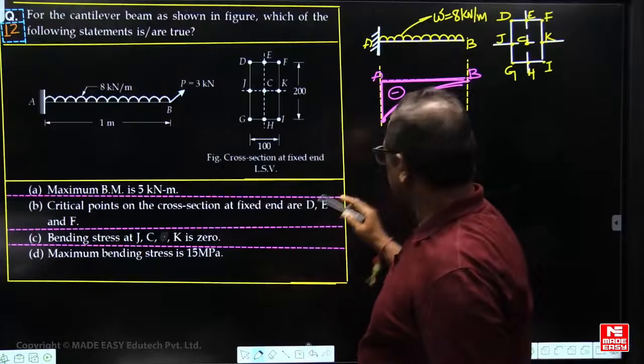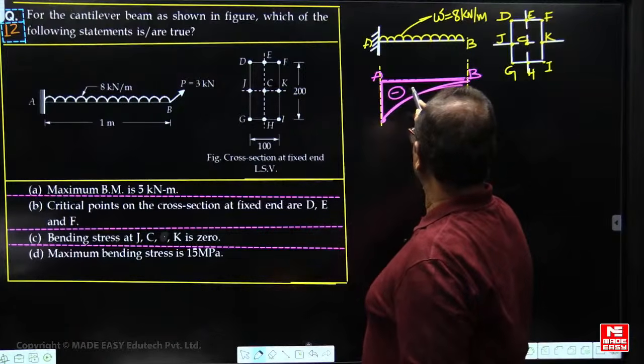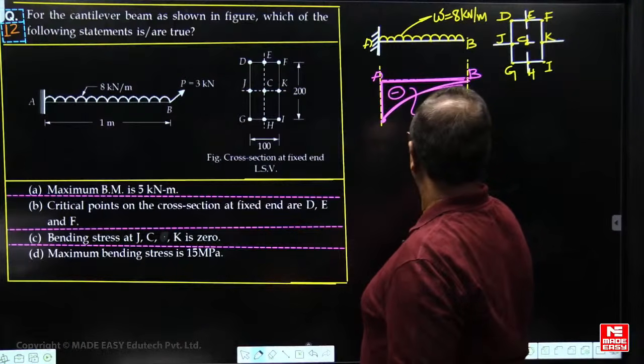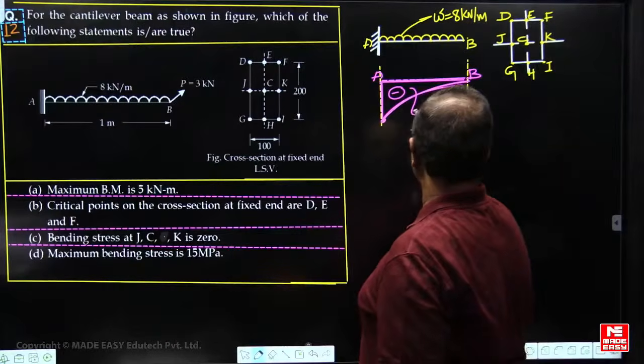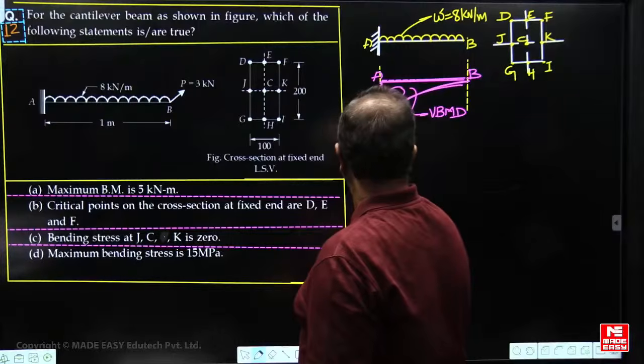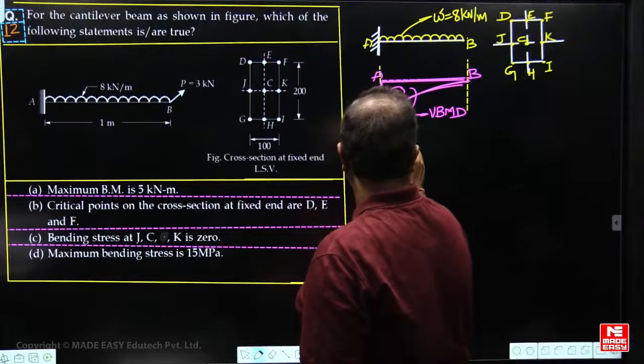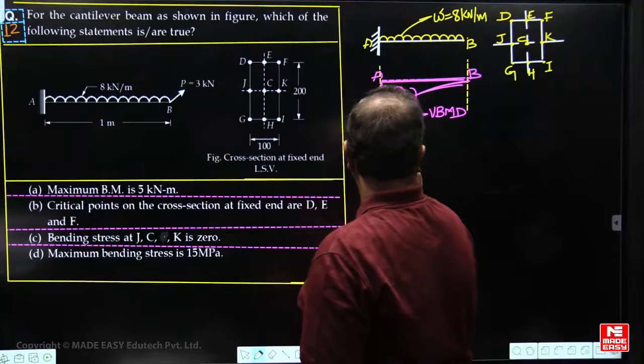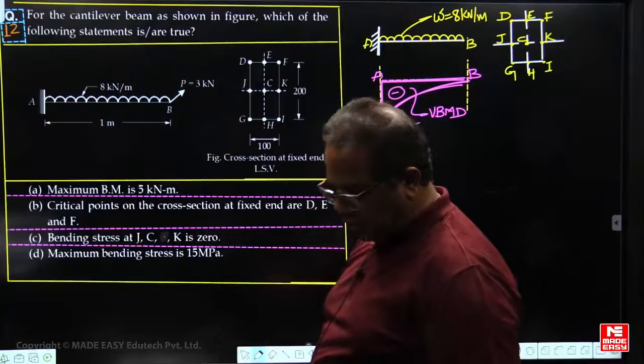This is what now? Hogging, negative. This is the VBMD, vertical bending moment diagram. What is this value? WL square by 2.